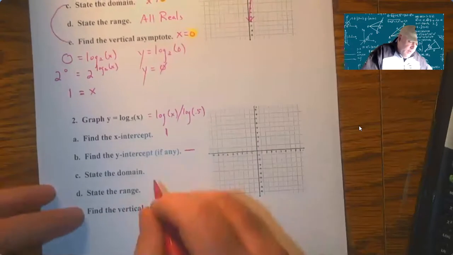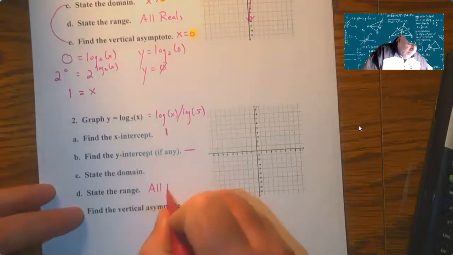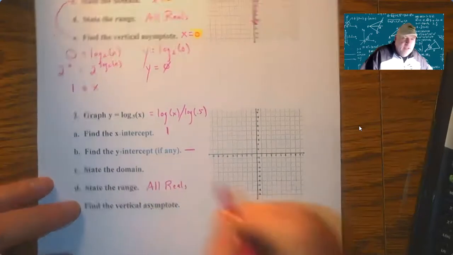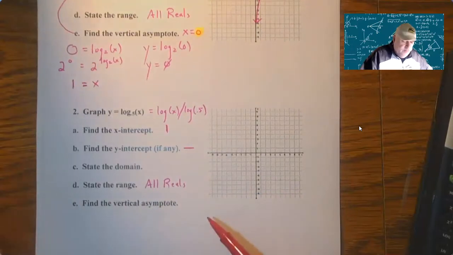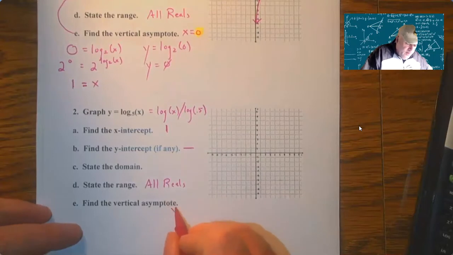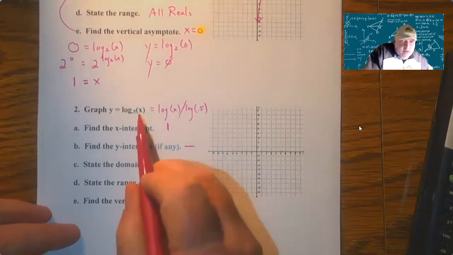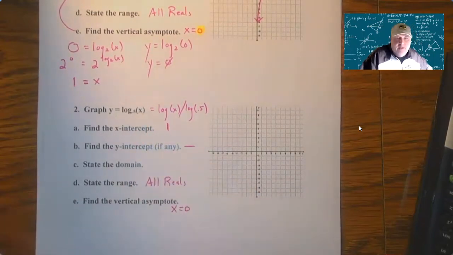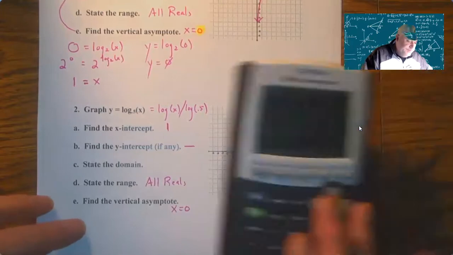Okay, so state the range. We'll drop down there. That's always all reals. Just like in exponentials, the domain is all reals. Everything flips around. So the vertical asymptote, you are solving whatever's inside those parentheses equal to 0. I don't think I said that in the previous one, but that's how you get that. And then you just need to look and see.